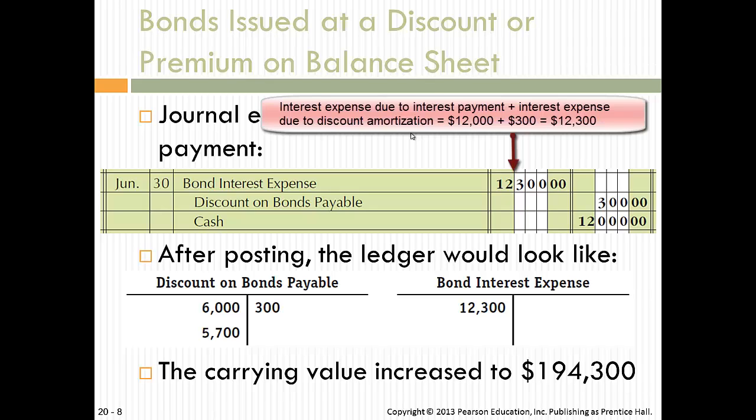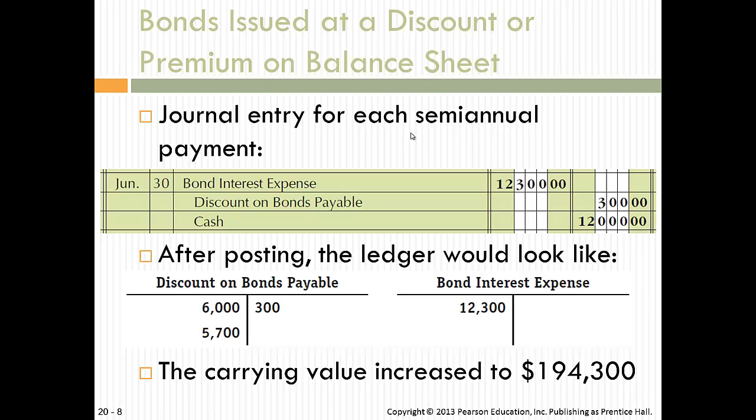We increase the interest expense by the amount of the amortization, so we have a debit to interest expense of $12,300. We record a decrease in discount on bonds payable with a credit. Remember, the account discount on bonds payable has a normal debit balance, so a decrease means we must credit the account. Finally, we record the cash payment to bondholders, which is the amount of interest we calculated of $12,000.